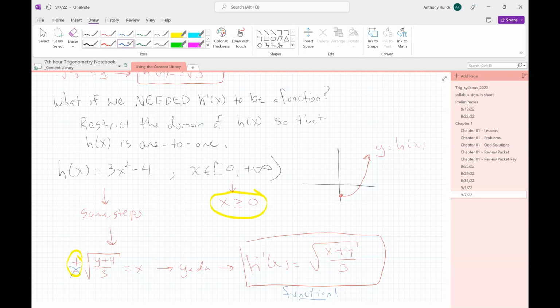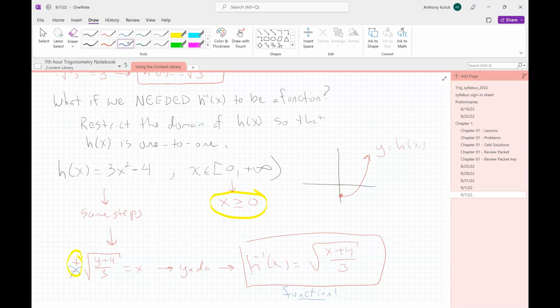Now, why is Mr. Kulik going through and showing you this? It seems like a pretty ticky-tacky thing, right? Like, okay, you want the inverse to be a function, but why? Who cares? Well, here's the reason.